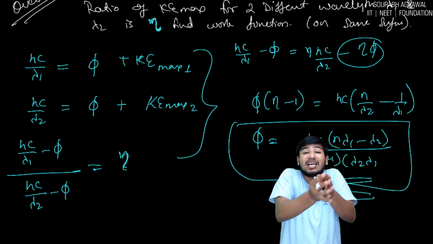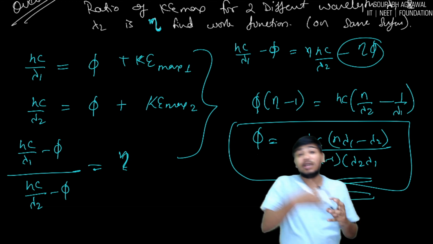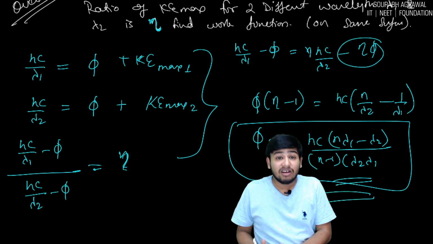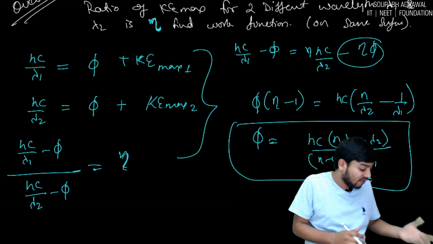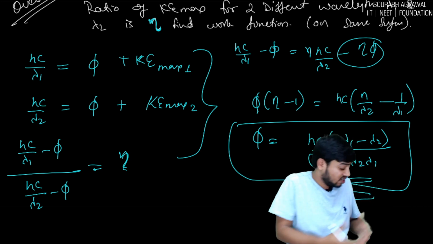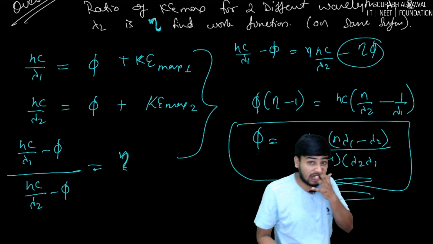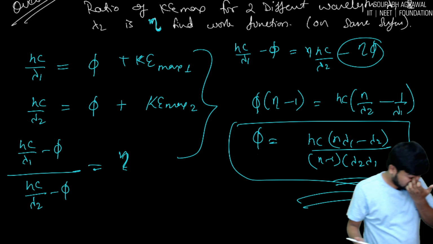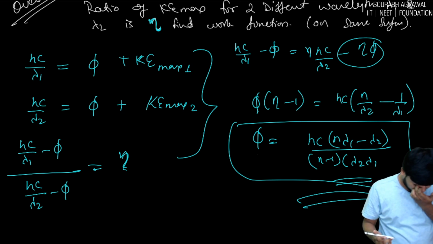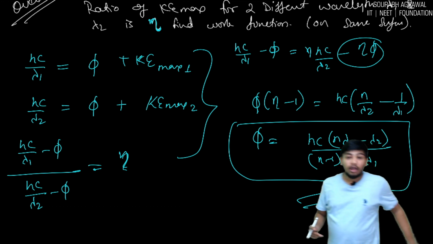what is written is that the total energy that you are getting is hc by lambda 1, out of which some energy is lost to break the bond, which is known as the work function. That is only what is asked, phi is asked. So two equations, two unknowns, you can calculate the answer. Are you getting my point?